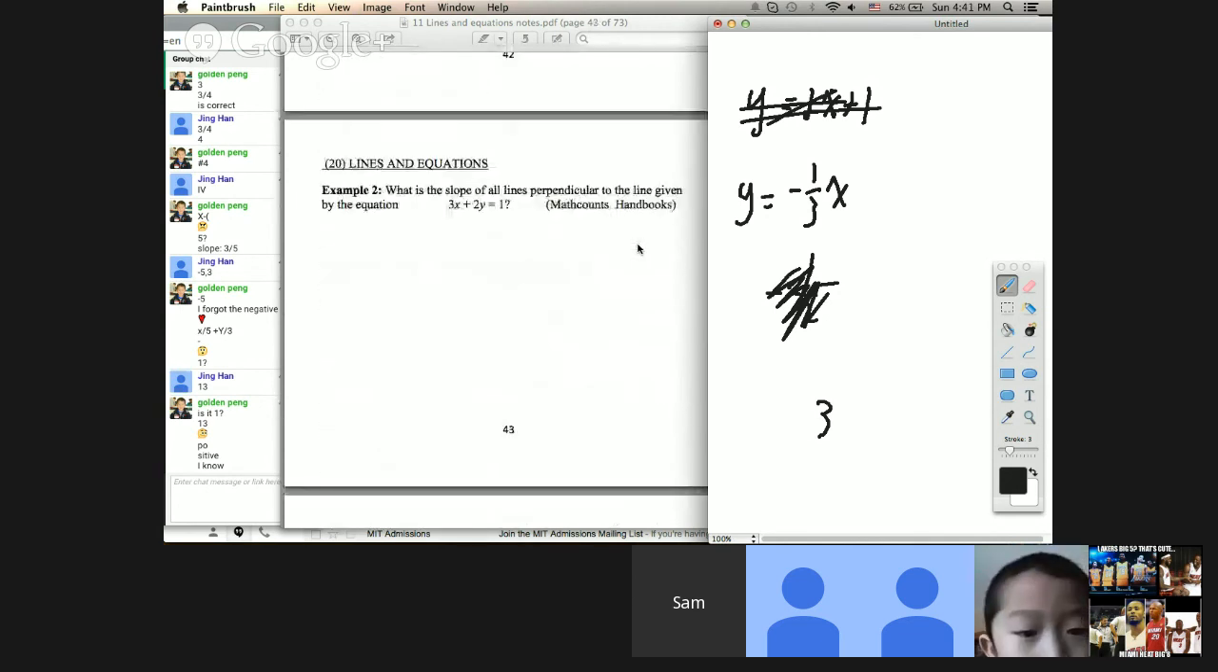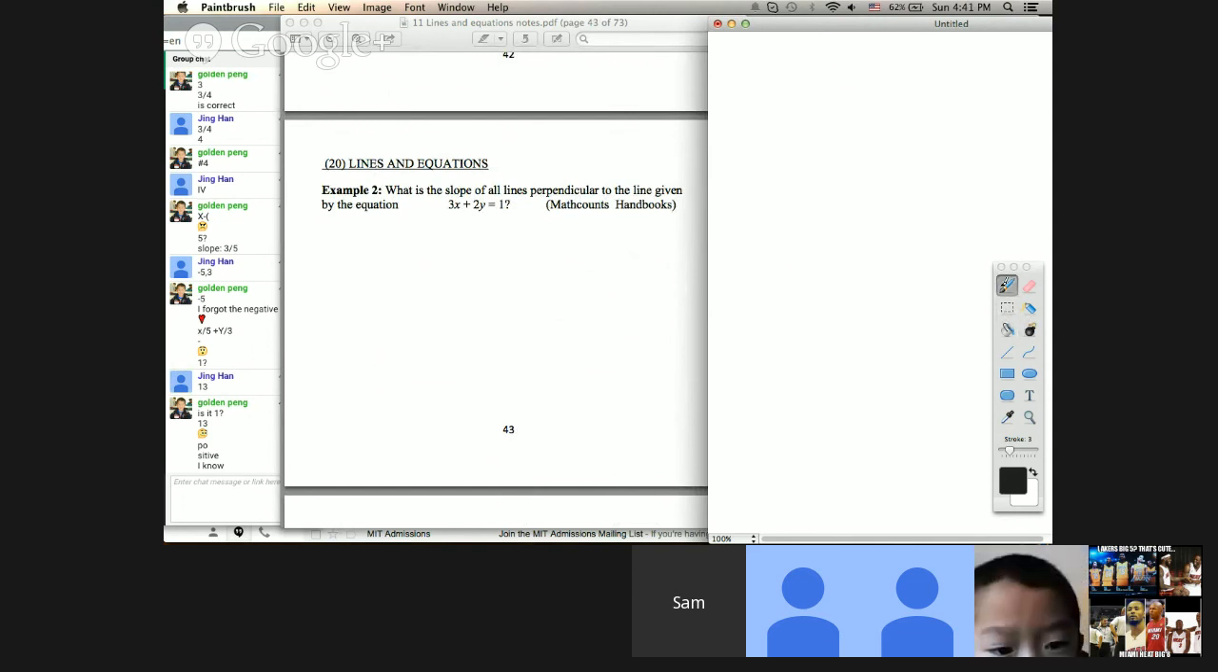Okay, let's try this problem. Knowing that perpendicular lines have negative inverse slopes, what is the slope of all lines perpendicular to the line given by the equation 3x plus 2y equals 1?